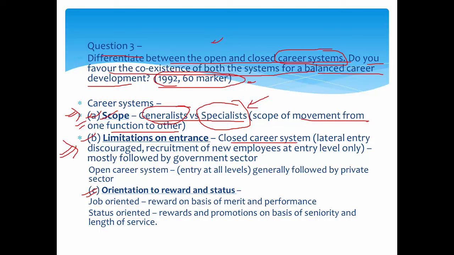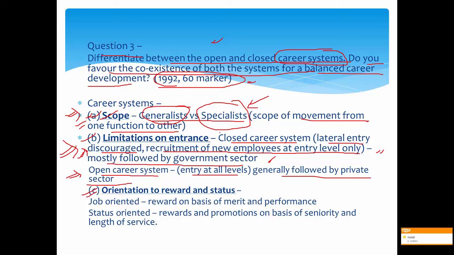So the closed career system is a system in which lateral entry is discouraged. All right. And recruitment of new employees is at entry level only, mostly, or else through promotions, and it is mostly followed by the government sector. So that is the closed career system. And the open career system is entry at all levels, generally followed by the private sector. You can see that the chief executive officers of private companies are hired totally based on the talent and the efficiency of the manager. So the private sector follows the open system, and government follows the closed system because we have a career system.